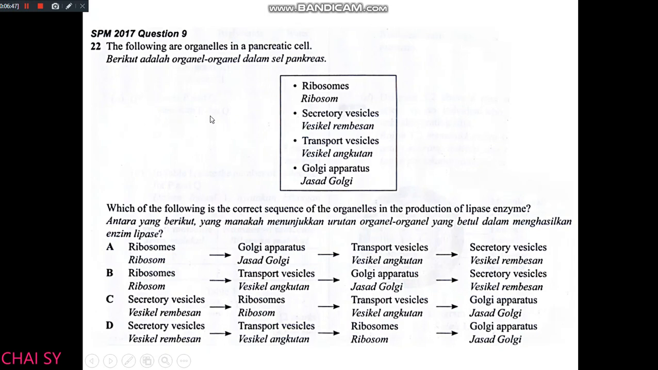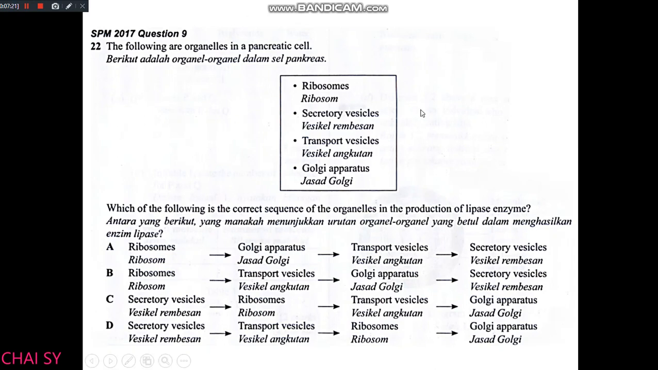Try to answer this question. The following are organelles in a pancreatic cell. Which of the following is the correct sequence of the organelles in the production of lipase enzyme? That means lipase enzyme is an example of what? Yes, it's an example of extracellular enzyme. I repeat, lipase enzyme is an example of extracellular enzyme.